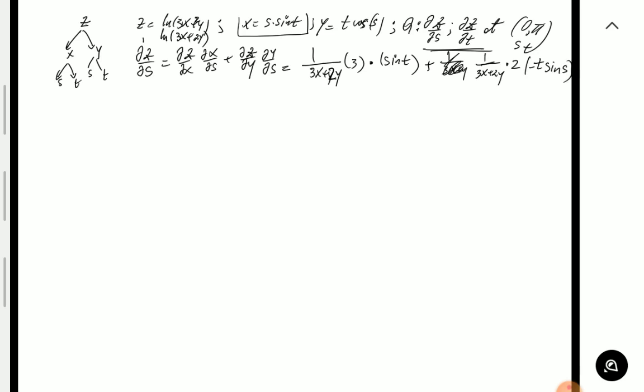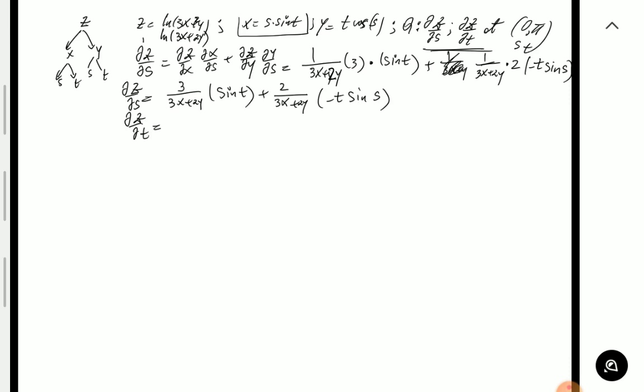Like that. So let's write it one more time: 3 over 3x plus 2y times sine of t. It's better to emphasize the partial x, partial y, because this will be repeated in the next step. And then 2 over 3x plus 2y, times minus t sine of s. Okay, let's continue now with partial z, partial t.